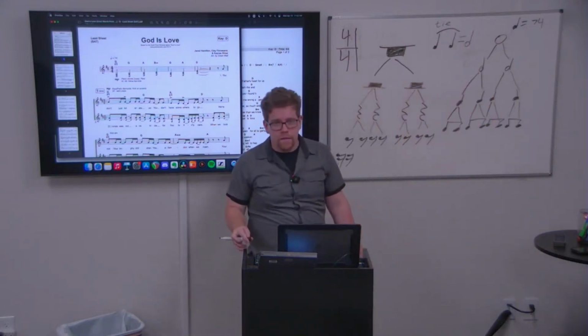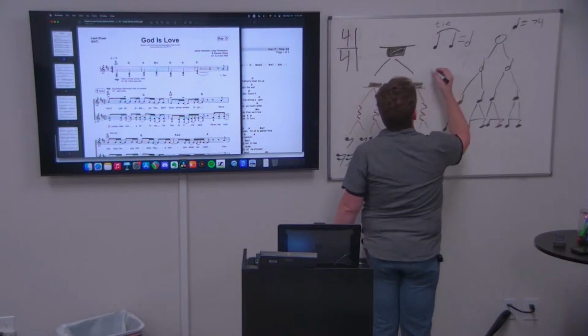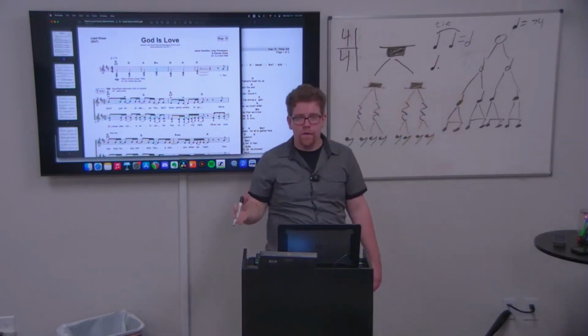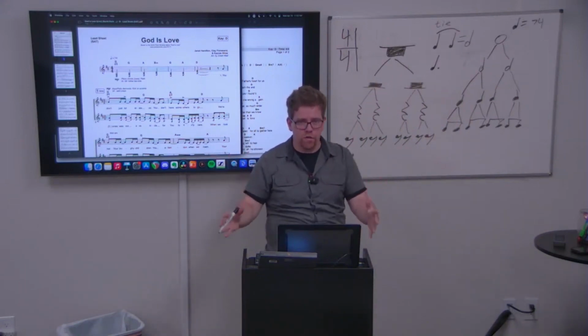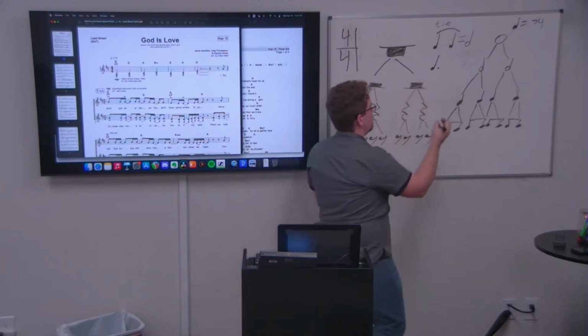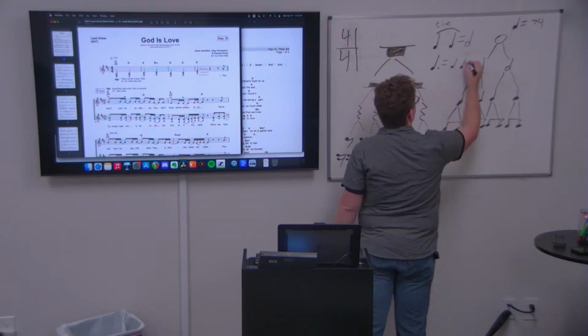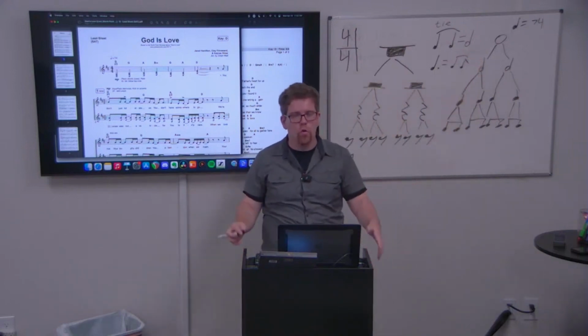There's another thing that exists. It's called a dot. A dot adds on half of the note's time value to that note. So a dotted quarter note is the same thing as a quarter note tied to an eighth note, because an eighth note gets half the value of a quarter note.